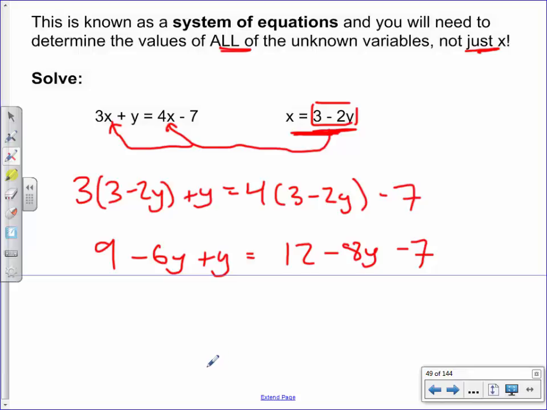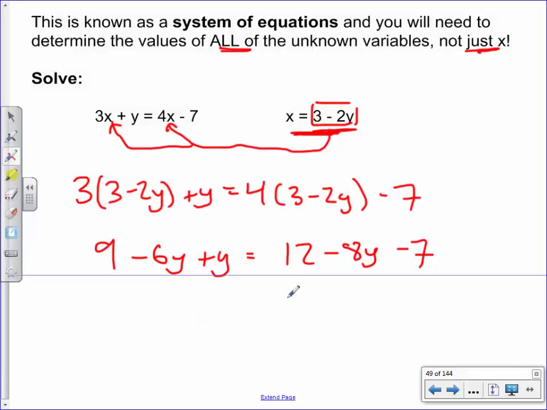Is this quadratic? Any y squareds? Okay, so if it has y squareds, make one side equal to 0. But there isn't y squareds here, so how do you solve? Yeah, put all the y's on one side. Put all your numbers on the other side.